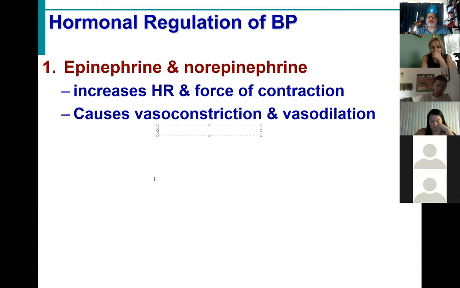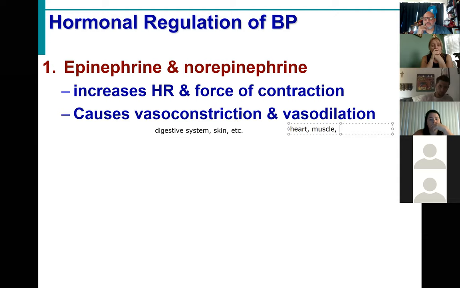What regions of the body do we want to constrict the blood vessels to, limiting blood flow to those areas? The digestive system. Excellent. Peripheral. Digestive system, where else? Peripheral, like arms and legs. Yes, skin, basically non-essential stuff. Exactly. Whereas where do we want to dilate blood vessels to? The heart. Muscles. And lungs. Heart, muscles, lungs, I heard.